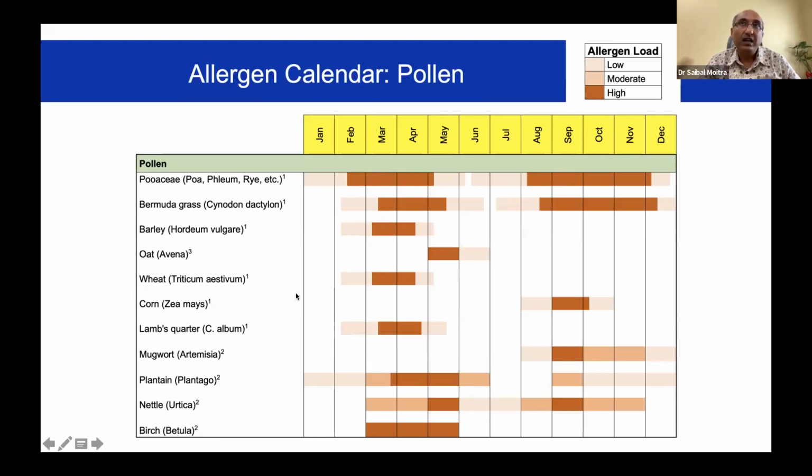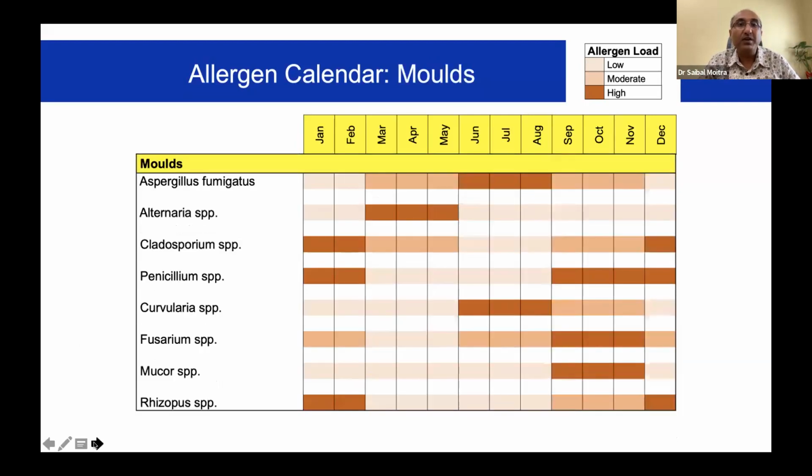So this is how, and then we have to correlate it with the patient's history or the exacerbations, if there is a definite seasonality of the symptoms in that particular patient.